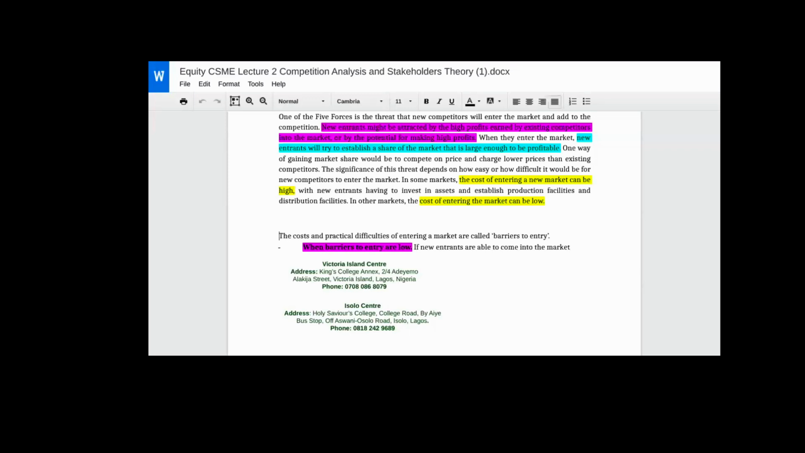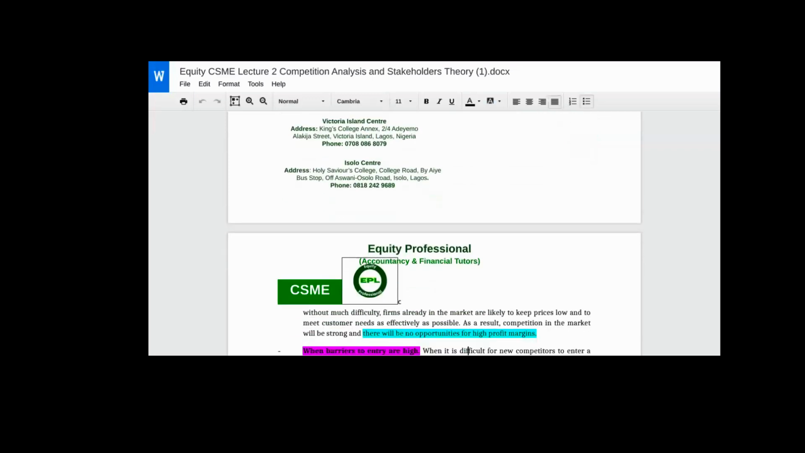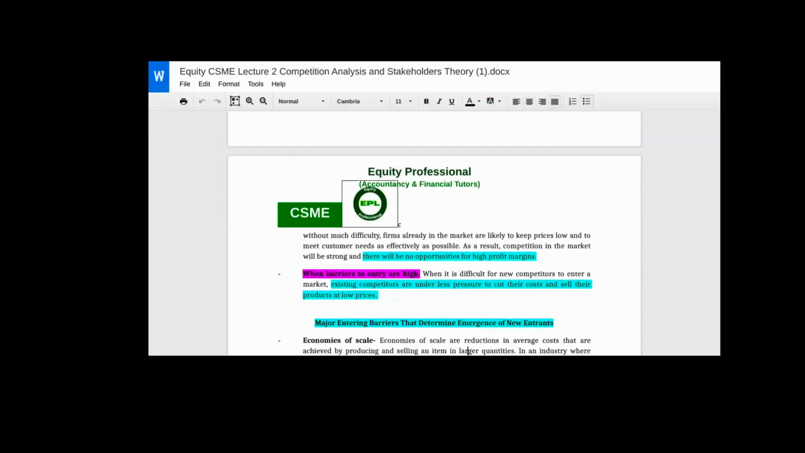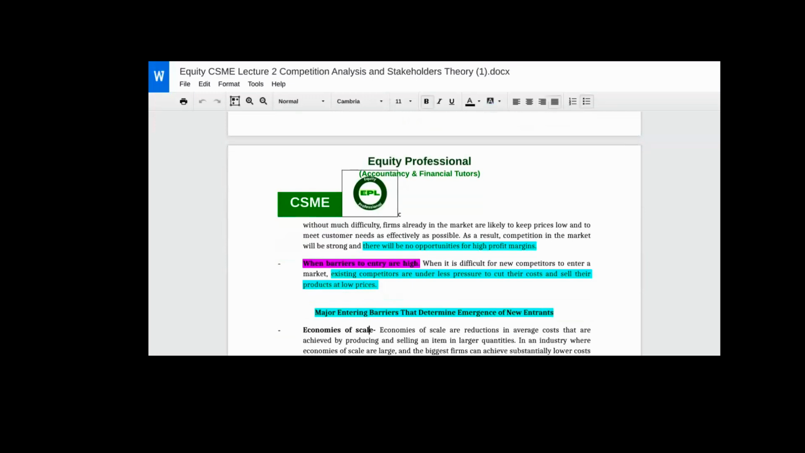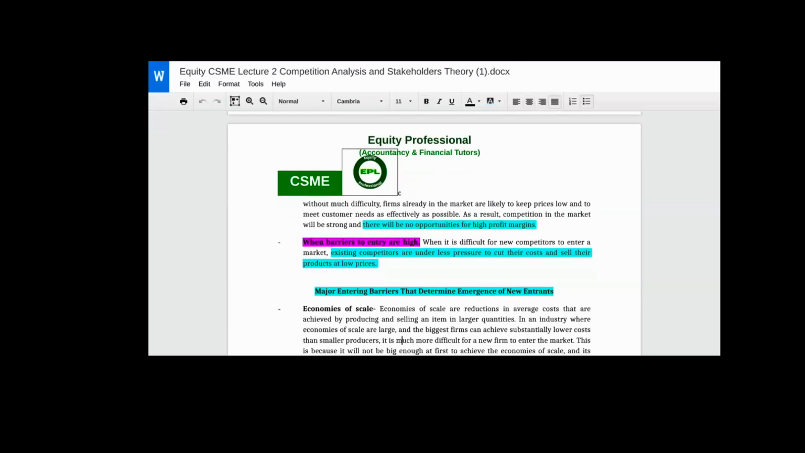So what are the determinants of new entrants' emergence? The barriers that we are talking about are these. Let's say, because of time, the major entry barriers that determine the emergence of new entrants. You might be required to discuss this in the exam, or ICAN might just take one element or two out of this and add it to the comprehension in the case scenario. So some of the major determinants of the new entrants are these.